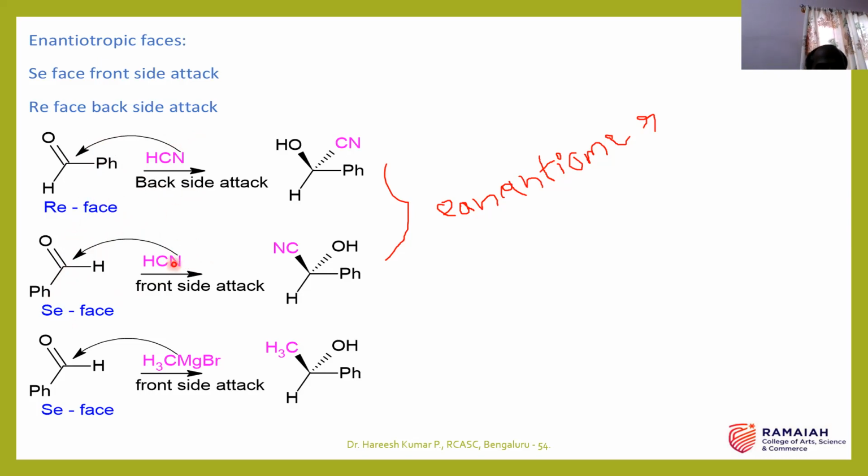So here I have taken CN minus as a nucleophile and the products obtained are enantiomers, and this process is called enantiotopic phases. And similarly, if there is a change in nucleophile, here I am taking a Grignard reaction. CH3 minus attacks from the front side. It's also called a Si phase attack, and the product obtained is this. Okay. So with this, I will go to the next slide.